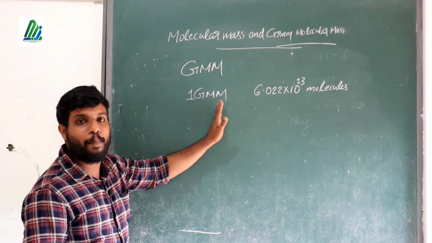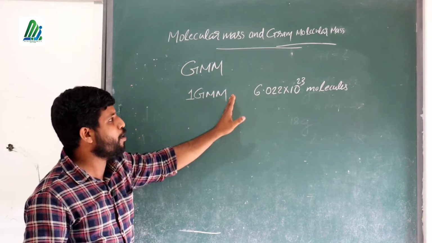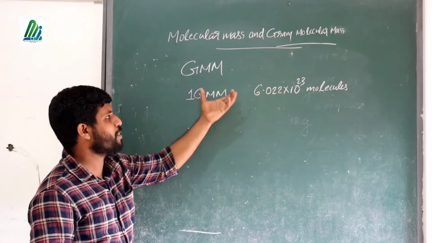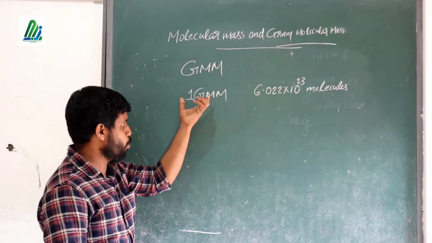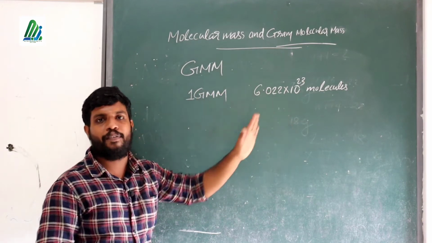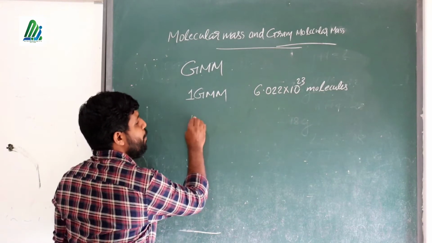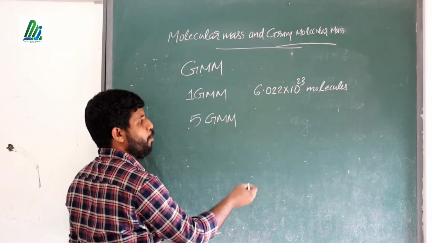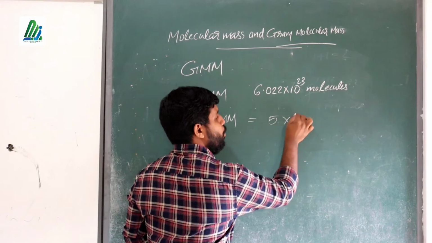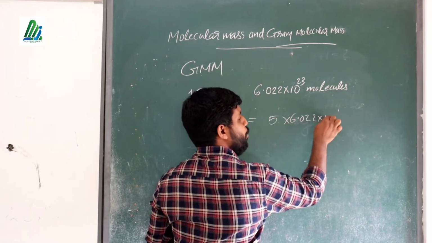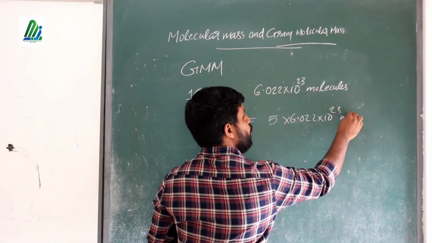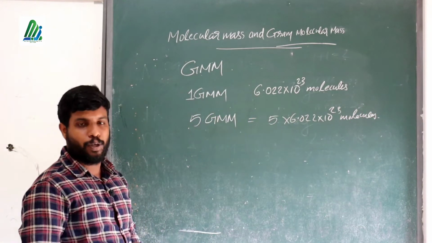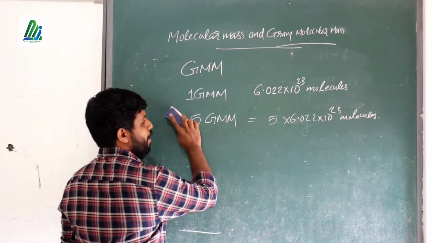Then 2 gram molecular mass, 2 GMM, contain 2 into Avogadro number of molecules. That means 1 gram molecular mass contains Avogadro number of molecules, so 2 GMM contain 2 into Avogadro number of molecules. If it is 5 gram molecular mass, 5 GMM of any substance, how many molecules does it contain? It contains 5 into 6.022 into 10 raised to 23 molecules.